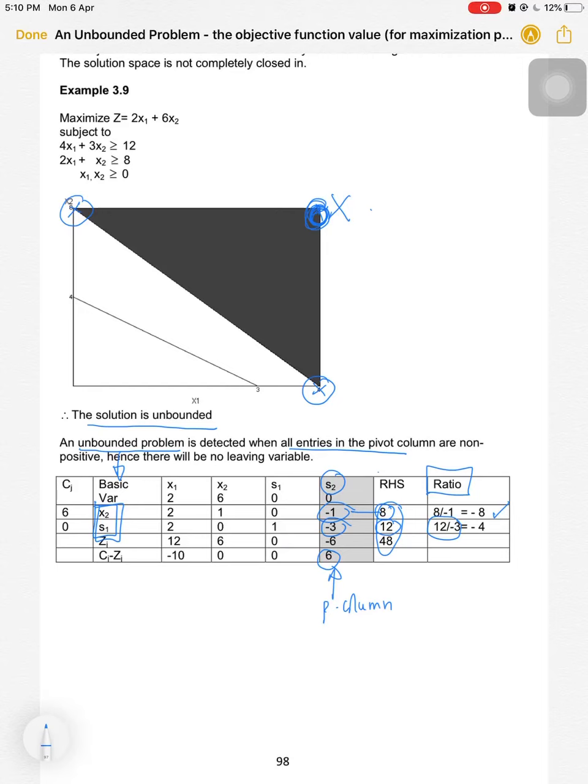Okay, so which one will leave the basic variable column? It depends on the smallest non-negative number for ratio. So here in ratio column, we have -8 and -4. We only choose the smallest non-negative number. Since both values are negative, there will be no leaving variable. Then we will conclude the solution is unbounded.